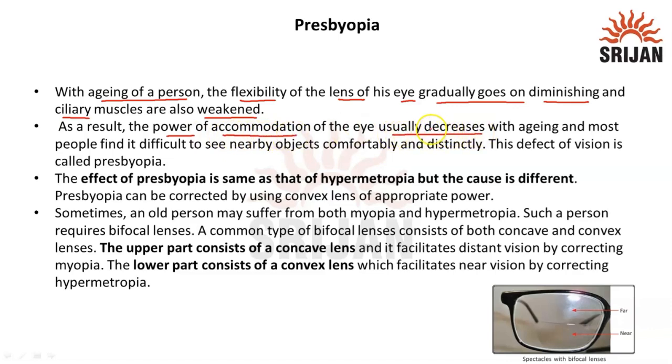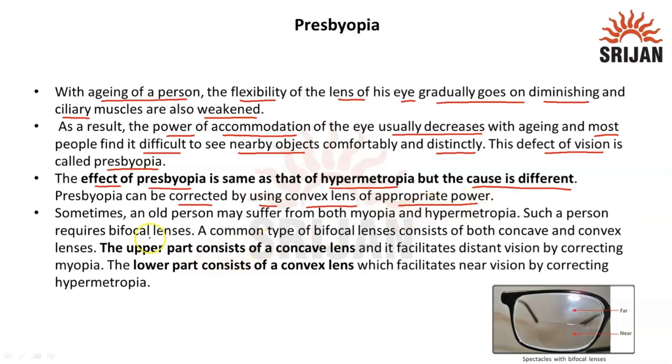Now, why does this happen? Ciliary muscles are the muscles that help the lens to adjust its focal length. If ciliary muscles are weakened, that means the adjusting capacity of the lens has decreased. So most people, when they are aged, find it difficult to see nearby objects comfortably and distinctly. This defect of vision is called presbyopia. The effect of presbyopia is the same as that of hypermetropia, but the cause is different. Presbyopia can be corrected by using, again, a convex lens of appropriate power.